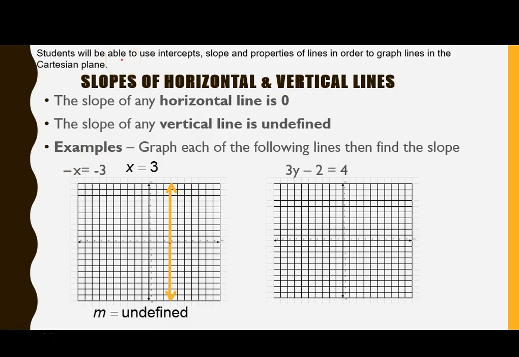If we look at the second equation, we've got 3y minus 2 equals 4. So we add 2 to both sides. We divide by 3. So we get y equals 2. Boom. And again, we rise none, and we run 1. Rise none over 1. So that's 0 over 1, which is 0. Any horizontal line has a slope of 0. Any vertical line has a slope that is undefined.